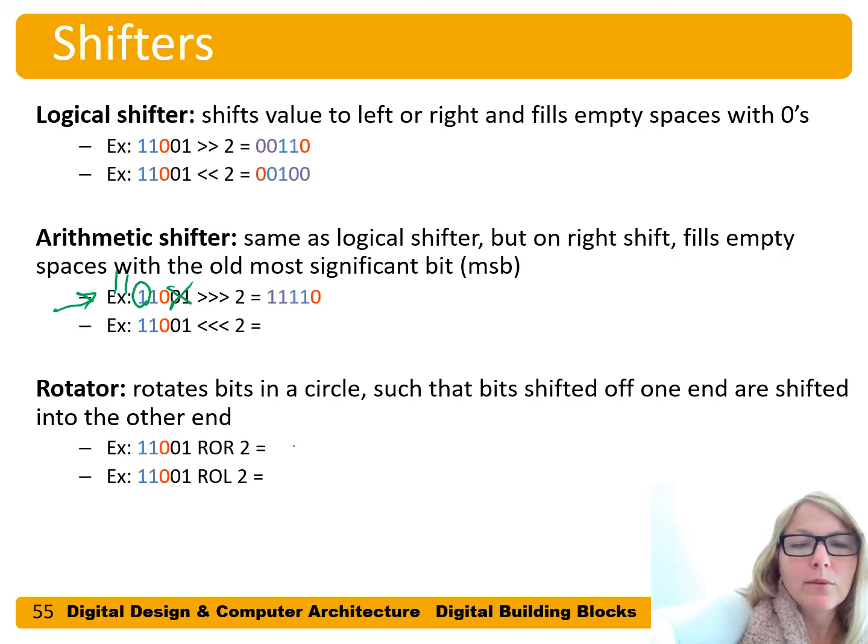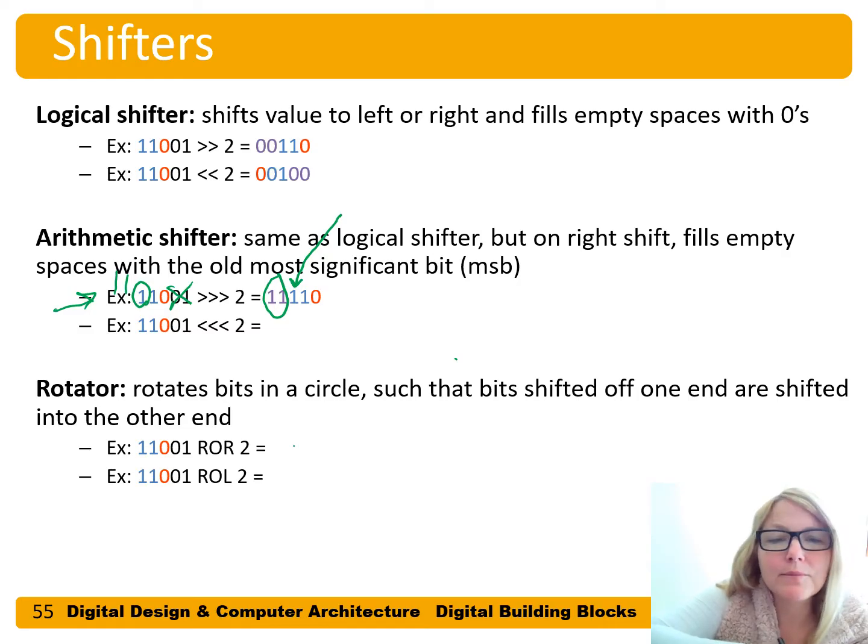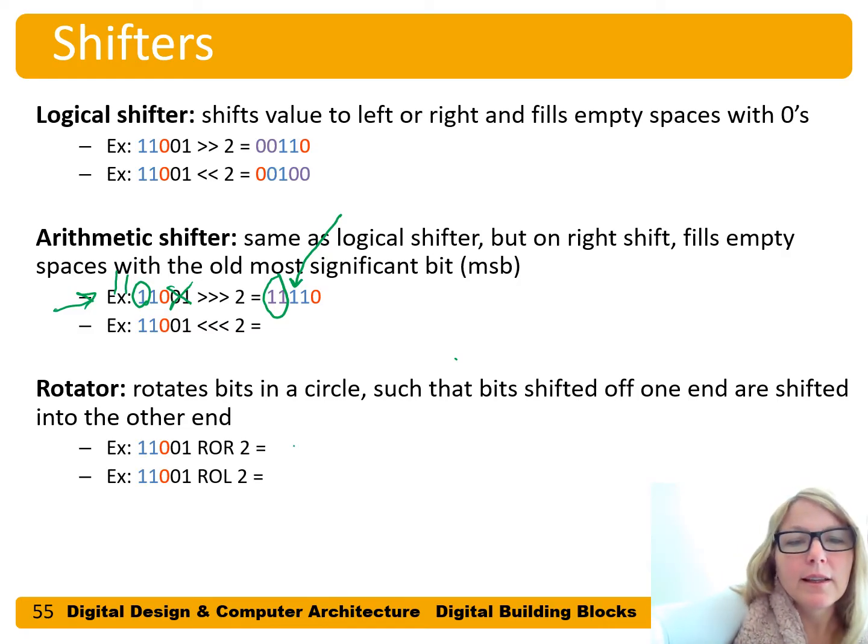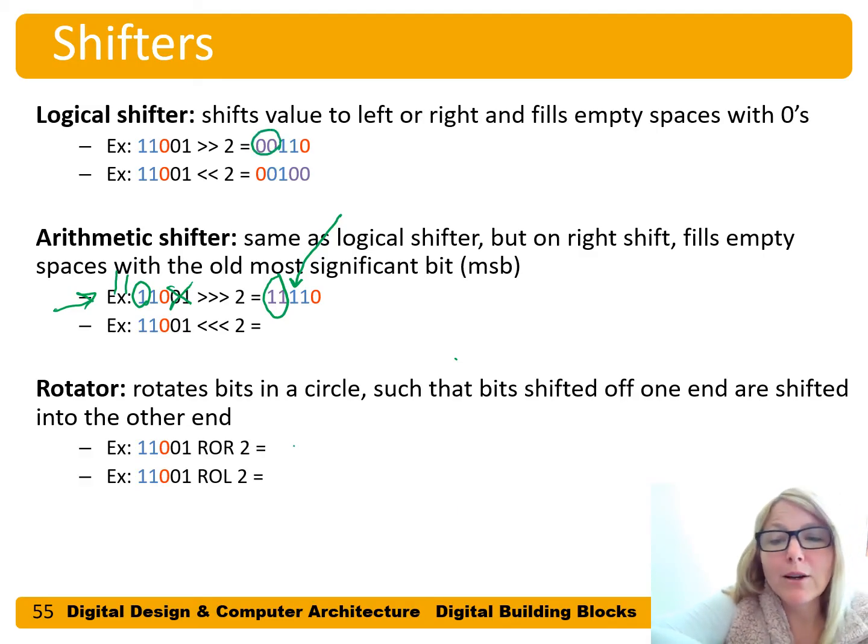So now we shift in ones, or whatever the most significant bit is, not always ones, right? If the most significant bit were 0, we'd shift in zeros. In this case, the most significant bit is 1, so we shift in ones. In logical right shift, it doesn't look at the sign bit or that most significant bit, it just shifts in zeros either way.